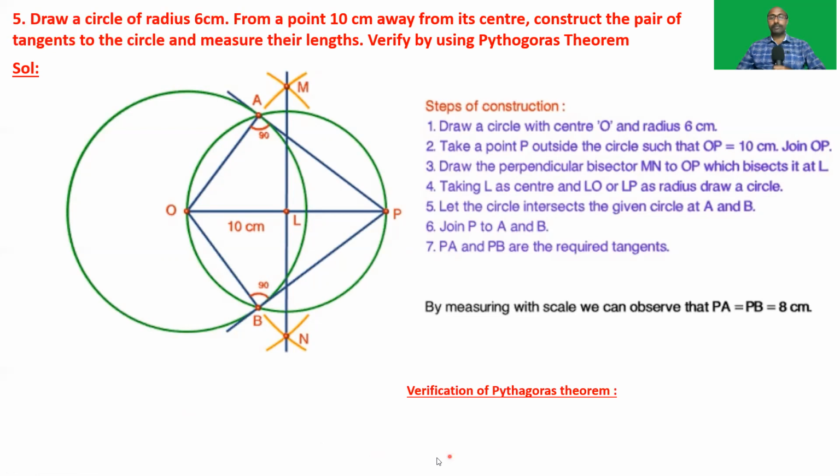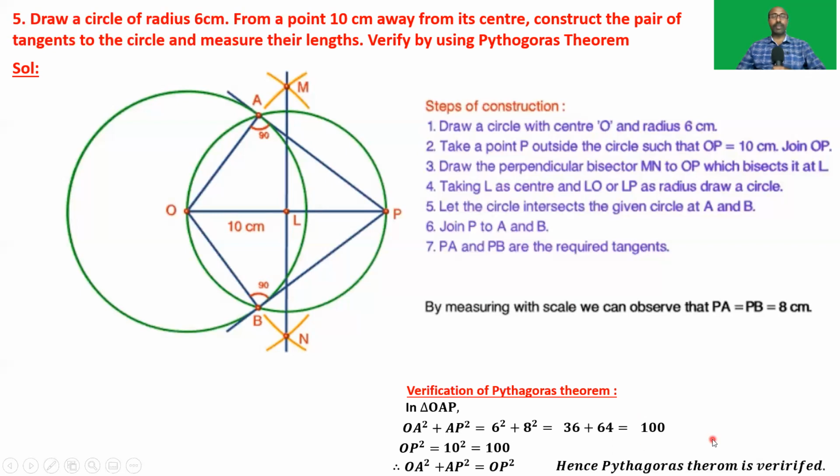So here in triangle OAP, we have OA square plus AP square. OA square is 6 square and AP square is 8 square. 6 square plus 8 square is 36 plus 64, which is equal to 100. And also OP square is 10 square. It is also equal to 100. That is, we have OA square plus AP square is equal to OP square. Hence, Pythagoras theorem is verified.